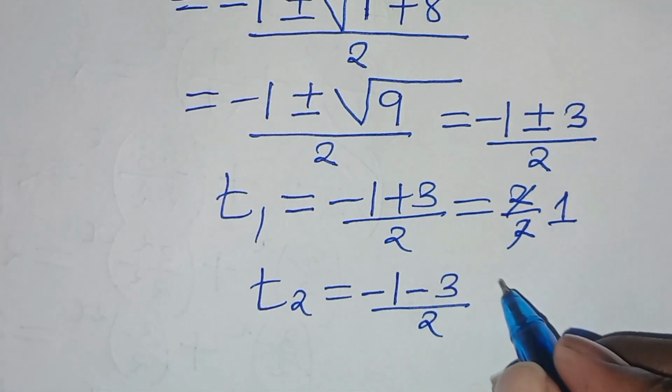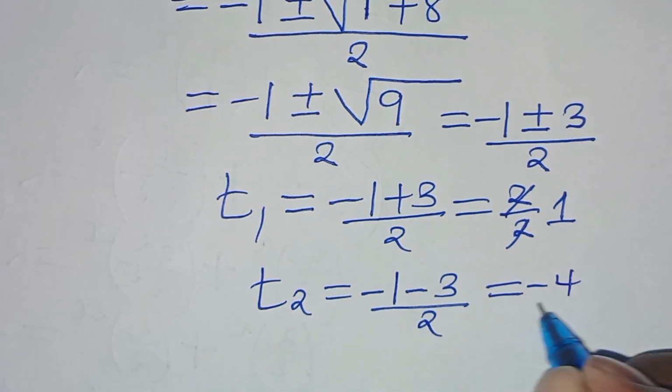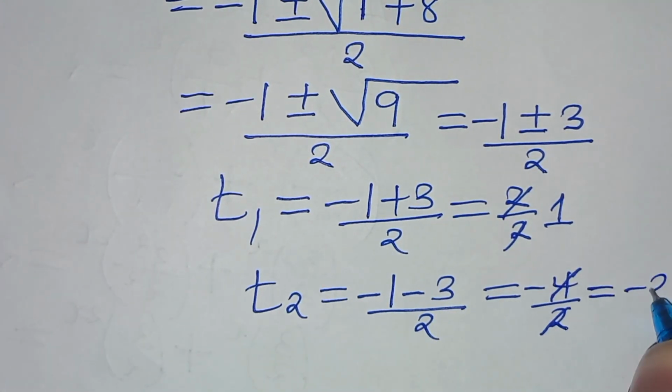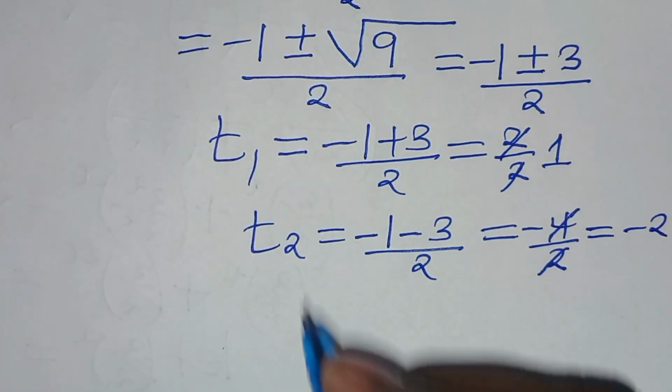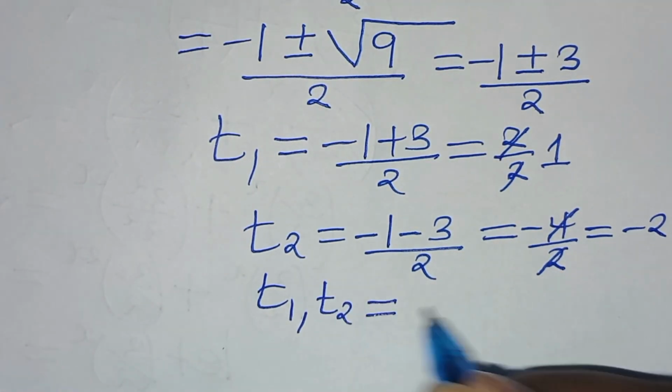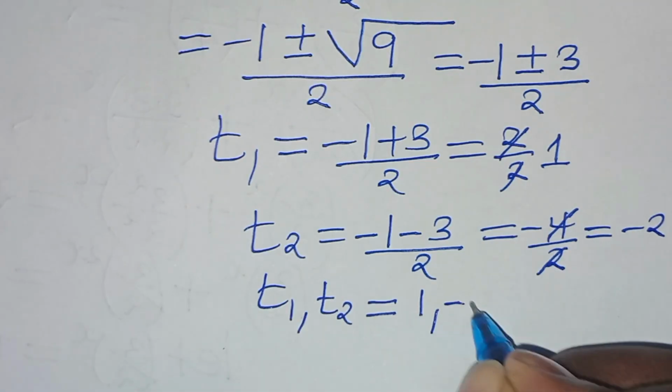And we have that t2 is equal to minus 1 minus 3 over 2. So minus 1 minus 3, this is equal to minus 4 over 2. So let's simplify here. This is equal to minus 2. So we have that t1, t2, this is equal to 1 and minus 2.